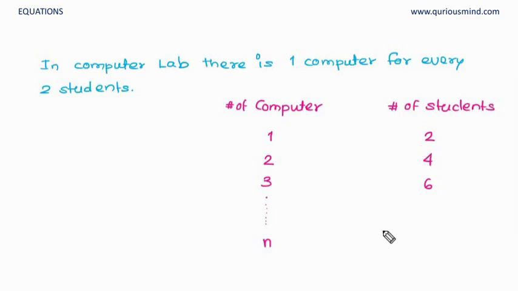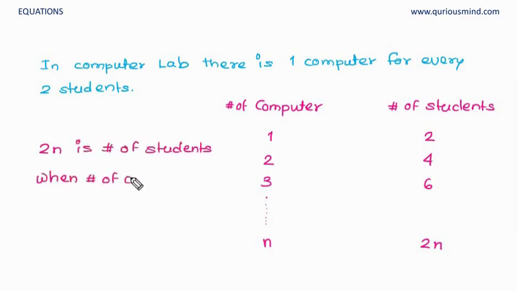2 times the computer. So 2n students. So we've got an expression 2n which denotes the number of students when the number of computers is n. So now if I ask you to find how many students can be accommodated if I have 50 computers, then we replace n with 50. 50 into 2 is 100. So we can immediately say that we can accommodate 100 students.